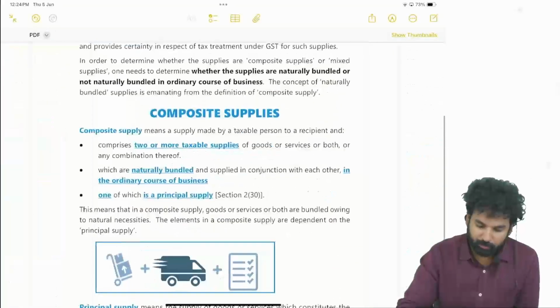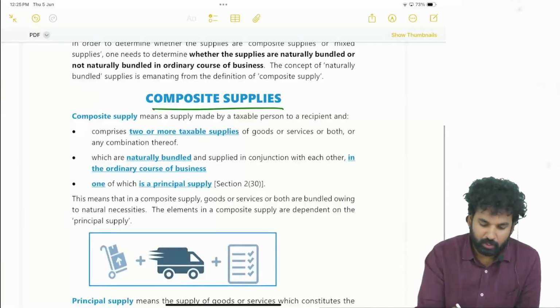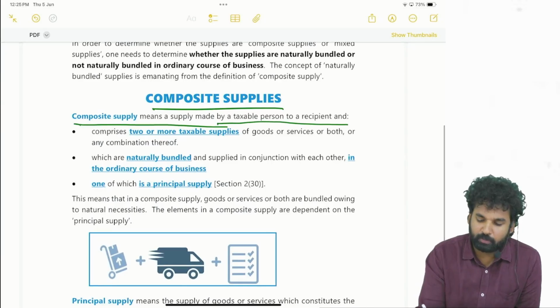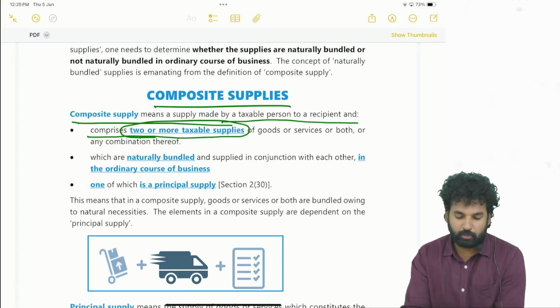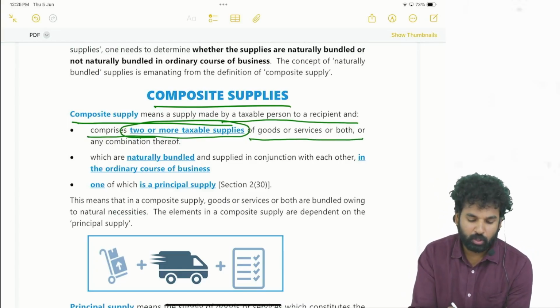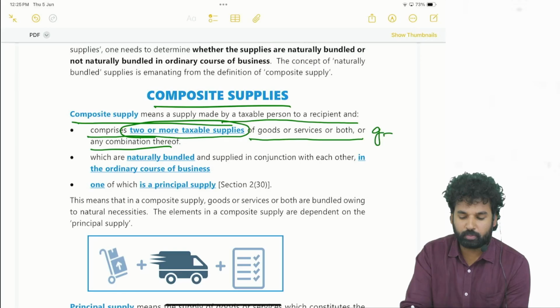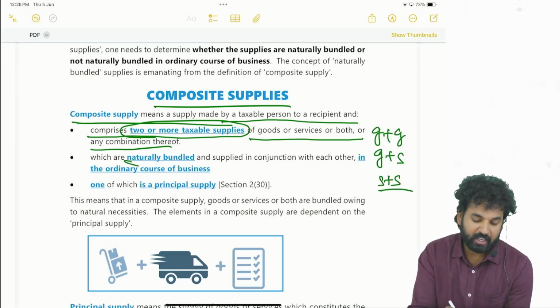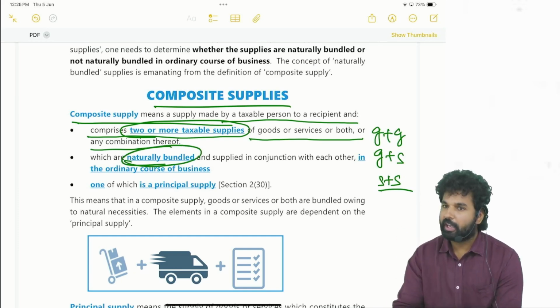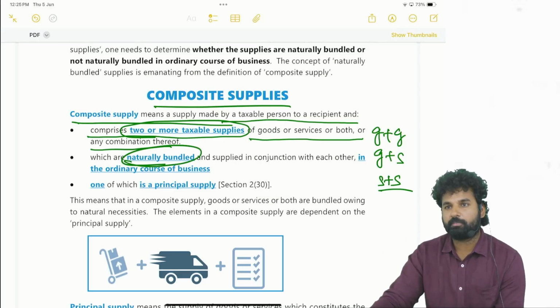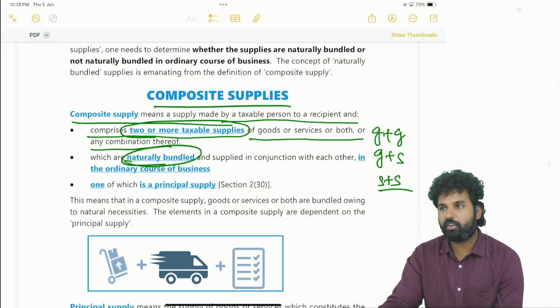See, composite supply. Composite supply means supply made by a taxable person to a recipient and comprising two or more taxable supplies of goods or services or both, or any combination thereof. There may be goods plus goods, goods plus service, or service plus service, which are naturally bundled. Naturally bundled means generally in the same trade parlance or in the same business, any player in the industry will do it in the same way.